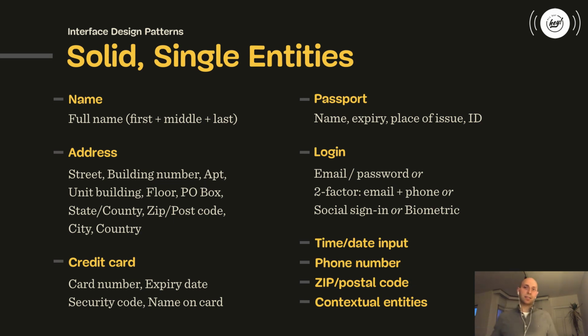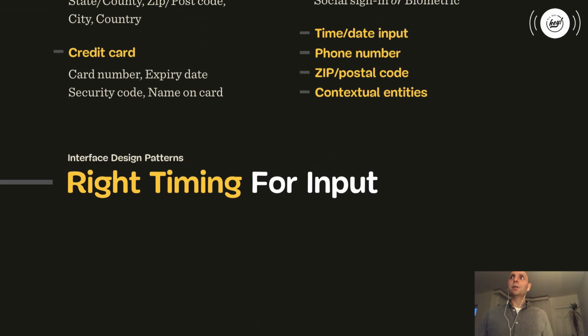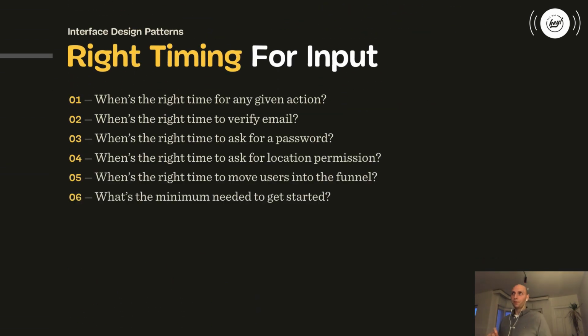Now, obviously, with credit card, it's a bit different because it's broken down into pieces, right? But still, we kind of see it as a unity, as a solid, single entity that we're being asked for, right? And so we shouldn't break these patterns. And in many ways, we really should be asking not only what is the best way to ask for a certain thing, but also what is the right time to ask for a specific thing.